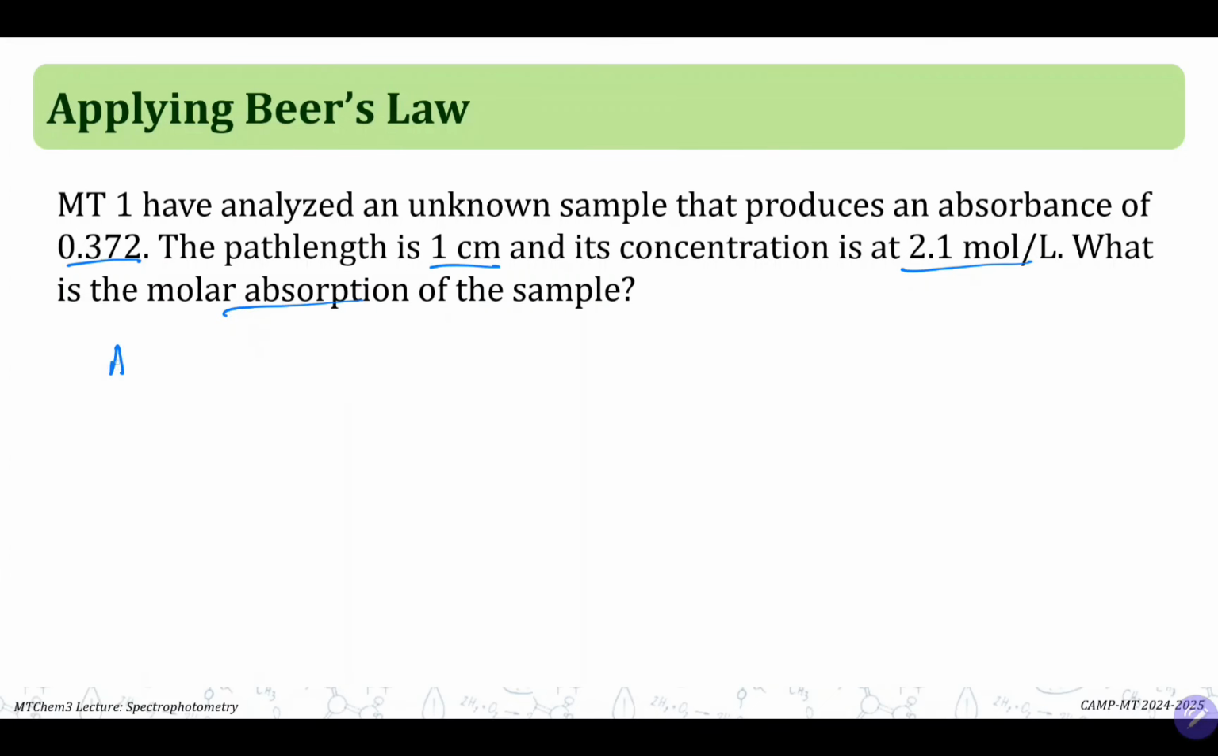We have your general formula A = abc. Your A is the absorbance, which is given, 0.372. Right? Small a is your molar absorptivity, which is missing, so let that be your x. And your b is your path length, and that is also given, which is 1 cm. And your c is the concentration of your solution, which is given at 2.1 moles per liter. Gawin natin capital M na lang, guys. Okay? Ayan. So, hinahanap natin small letter a.